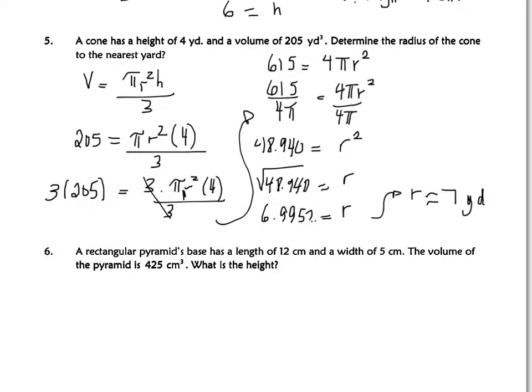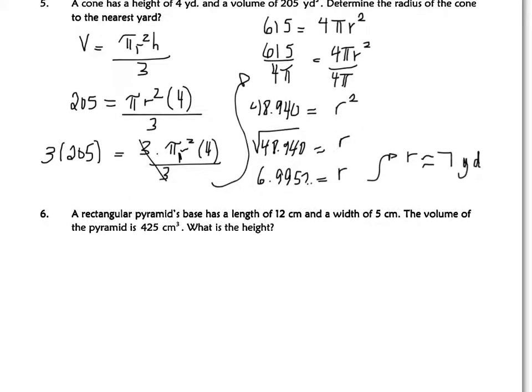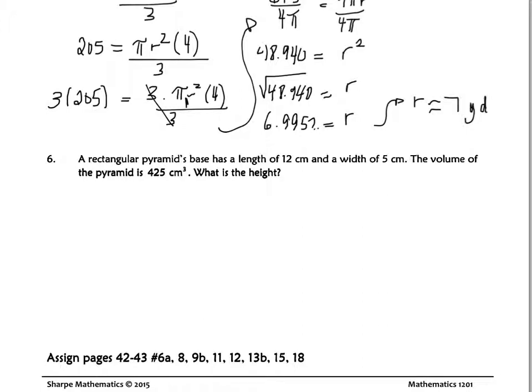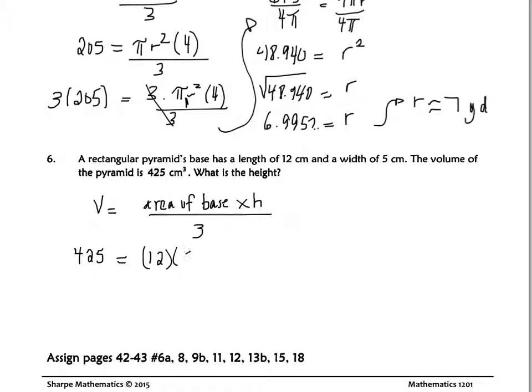Next one, a rectangular pyramid's base has a length of 12 and a width of 5. The volume is 425 centimeters cubed. What is the height? So volume is area of base times the height divided by 3. So we know that the volume is 425, and the area of the base would be 12 by 5 times the height over 3.